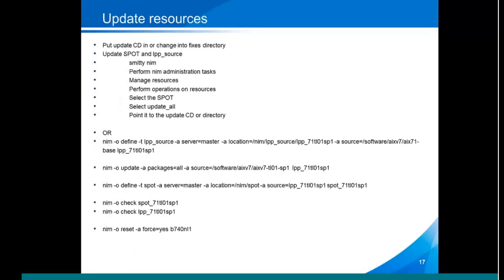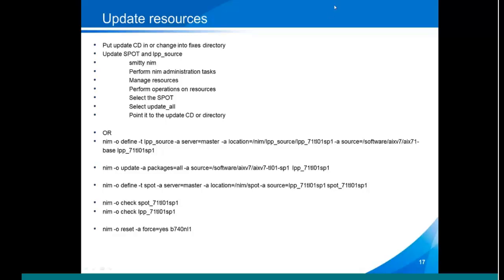You do your initial define of the resources, and then you basically want to update them. One of the ways to do it is you can put the update CD in or change into the fixes directory, and then you can update your SPOT and update your LPP source. So I learned a long time ago that there's a whole bunch of stuff I have to select in SMIT if I want to do it that way. So on this page I've got some of the commands I use.